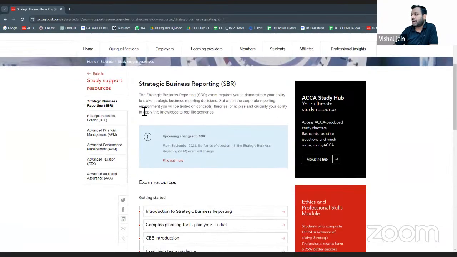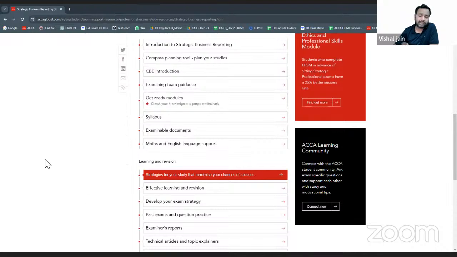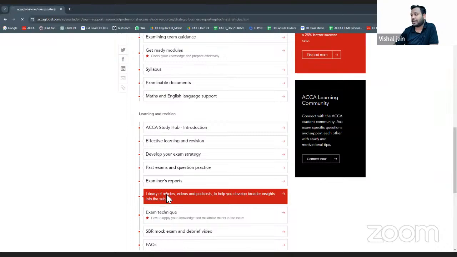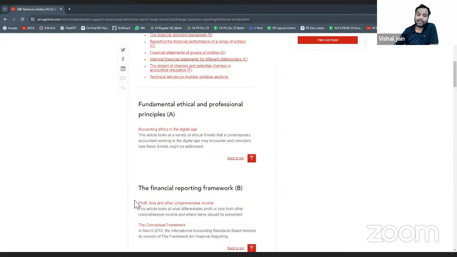Now, under your SBR paper, there are a lot of resources which ACCA provides you, but the major ones are four. First one, which we are going to discuss, is technical articles. Guys, you cannot skip these technical articles. Technical articles cover two things. First, if the topic needs proper examples or the examining team wants to guide you on anything. Further, the examining team gives you current issues by way of technical articles. Okay. So all those things are there in technical articles.